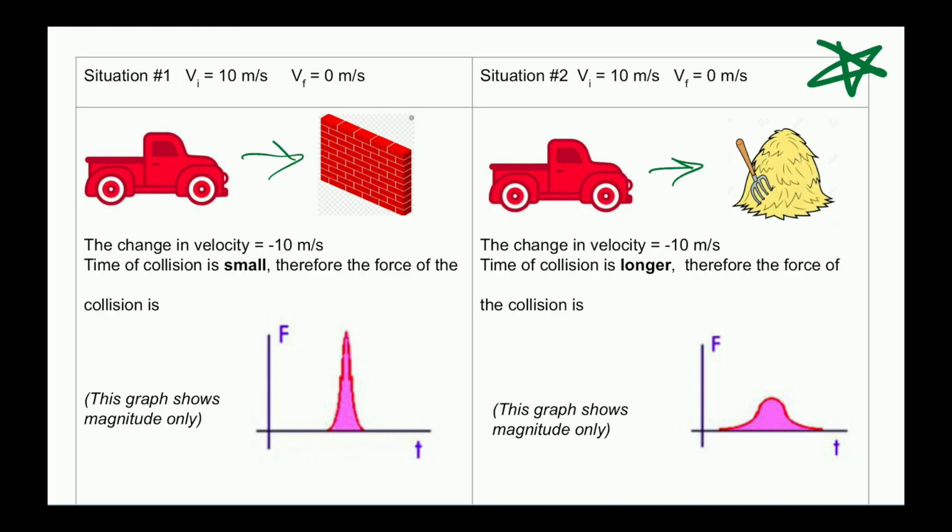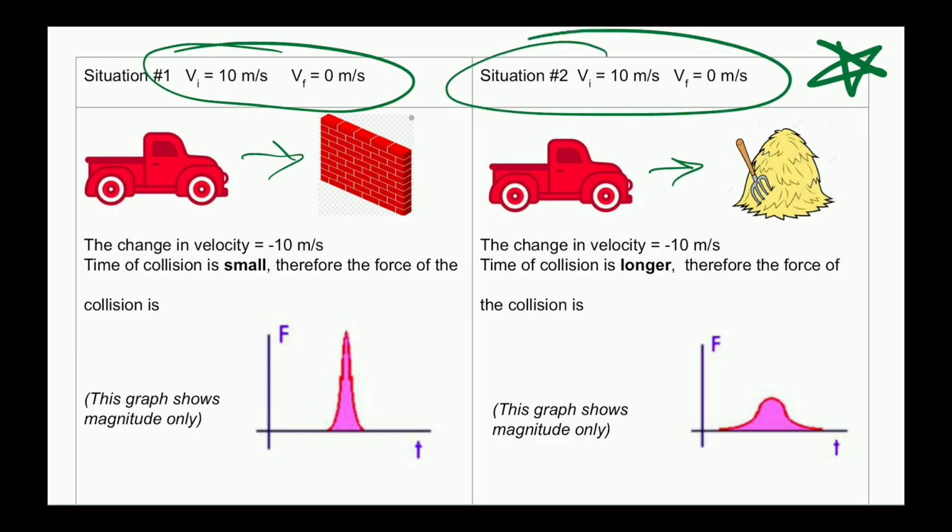If you're starting out with a velocity of 10 meters per second and ending up with 0, you're going to have a certain change in momentum. That's the mass of your truck times -10. Or if you drive into the hay bale, you're going to have the same change in momentum, which is -10 times the mass of your truck. So the change in momentum in both cases is the same.